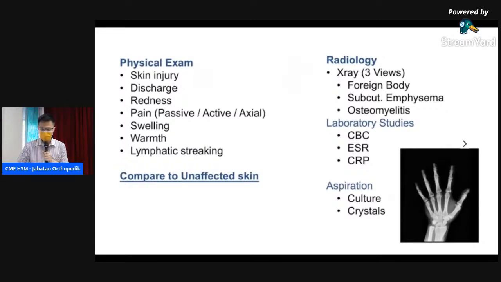Sometimes, but not all the time, we will need ancillary studies, radiological, laboratory, and aspiration to help in our diagnosis. X-ray, plain radiograph, is meant for these few reasons. Sometimes, which is very important as well, foreign bodies can occur, especially in diabetic patients with neuropathy, who might not notice that there's a needle in their body. It has happened to us before, to have a patient with infection but not knowing that there's a foreign body in their hand and fingers.